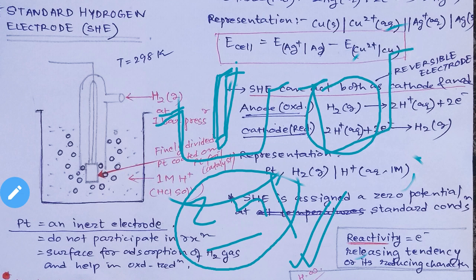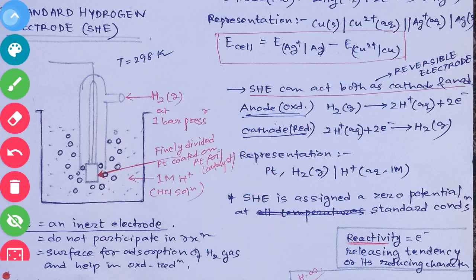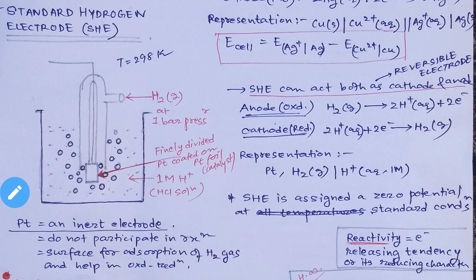That's why it is said that individually you cannot find out the electrode potential of any one half cell. And that's why, to solve this problem, because we need to know the electrode potential of every metal, the standard hydrogen electrode is introduced. So the standard hydrogen electrode acts as a reference electrode.